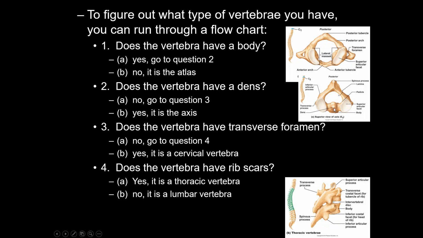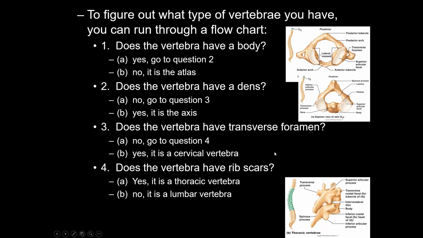That's one of those structures that has multiple names. This is the pivot that allows you to shake your head yes or no, and the only vertebra that has that is the axis. And so if you answer yes to this question, you know it's got to be the axis. If you answer no, it's got to be one of the other vertebrae.